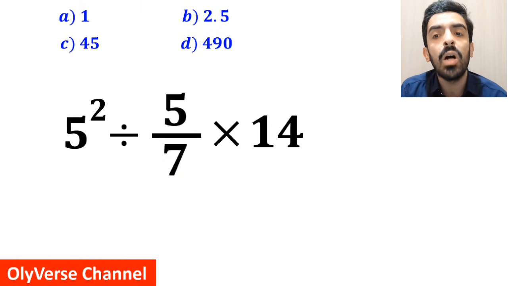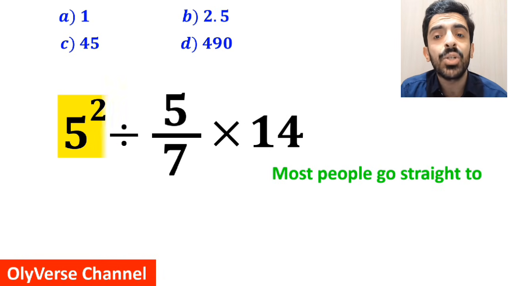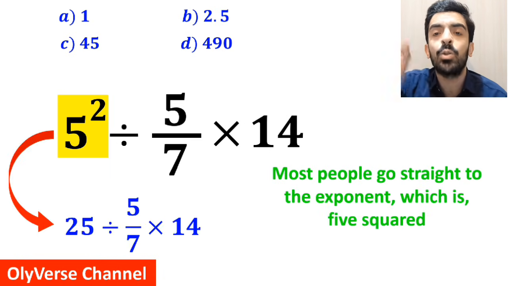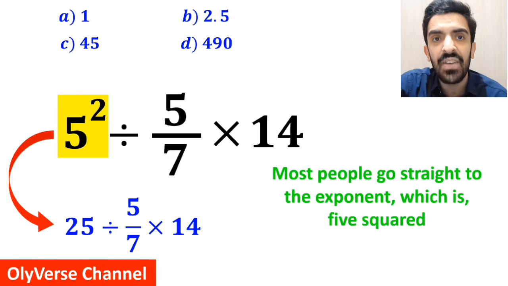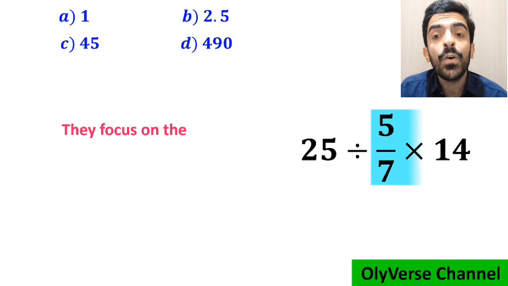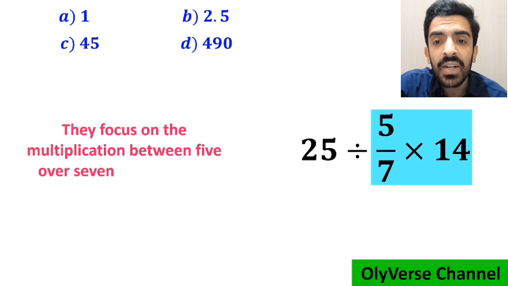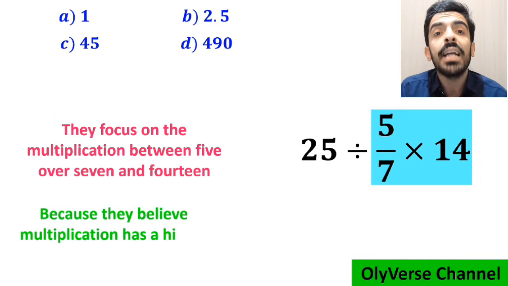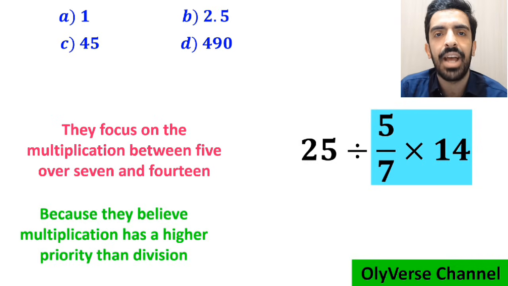And the first step to solve this question, most people go straight to the exponent, which is 5 squared. And they write this expression as 25 divided by 5 over 7 multiplied by 14. And the next step, they focus on the multiplication between 5 over 7 and 14 because they believe multiplication has a higher priority than division.